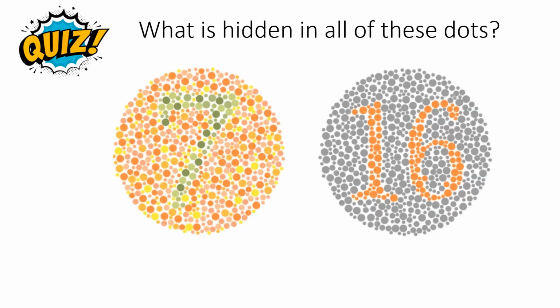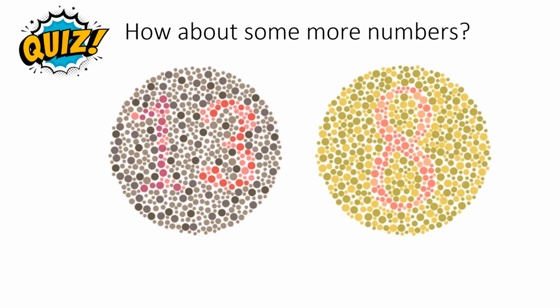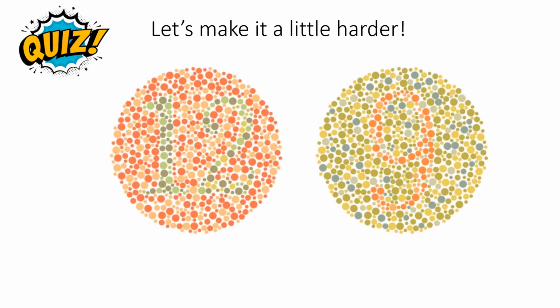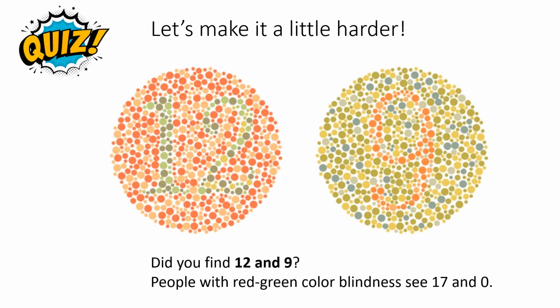What is hidden in all of these dots? Do you see 7 and 16? How about some more numbers? It's 13 and 8. People with red color blindness would see 1, and with green color blindness 3, and both of them would see 3 instead of 8. Let's make it a little harder. Did you find 12 and 9? People with red-green color blindness see 17 and 0.